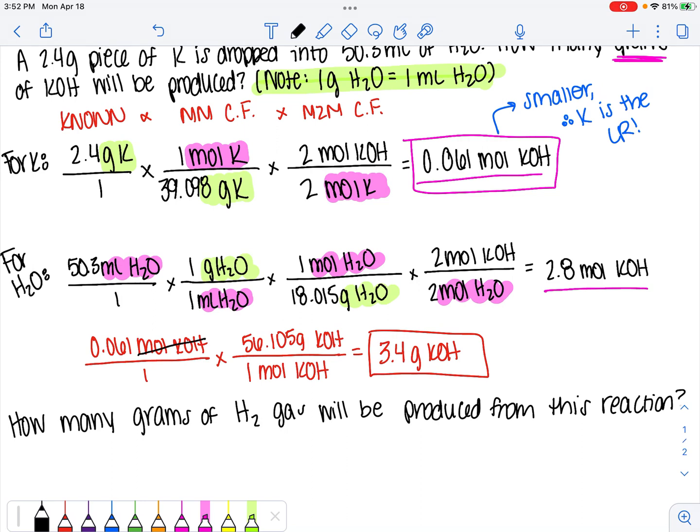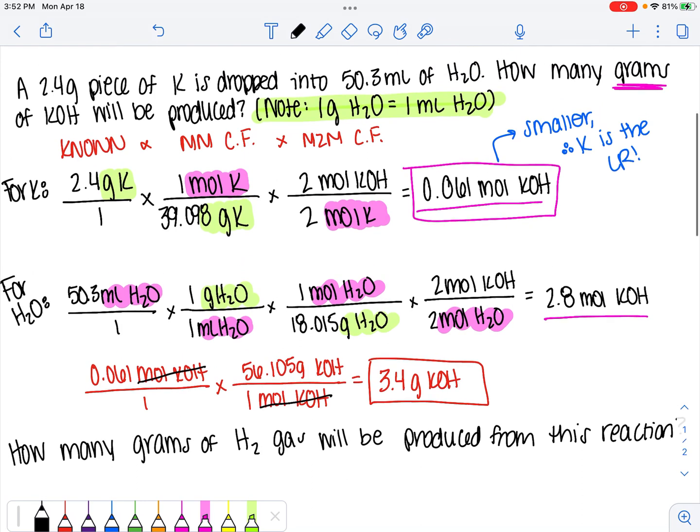Check your units: moles of potassium hydroxide, moles of potassium hydroxide. We end up with grams. That's exactly what we wanted. There's 2 sig figs we need to report our value to because we have 2 sig figs in our original problem. So this number is looking pretty good.